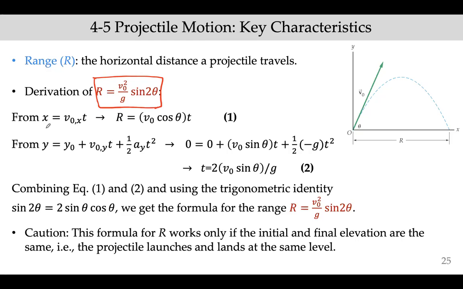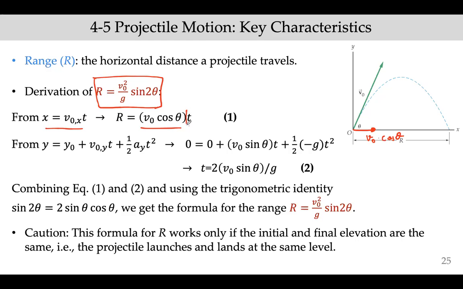First, you start with this one. So in the x direction, the motion is governed by this formula, right? There's no acceleration in the x direction. So the range is the distance. So I'm going to write r instead of x. And what is the velocity in this direction? It's actually v0, the speed, times cosine theta. So v0 cosine theta multiplied by time. So this is one formula for the range.